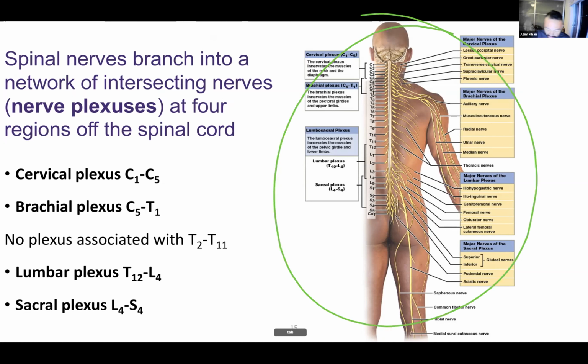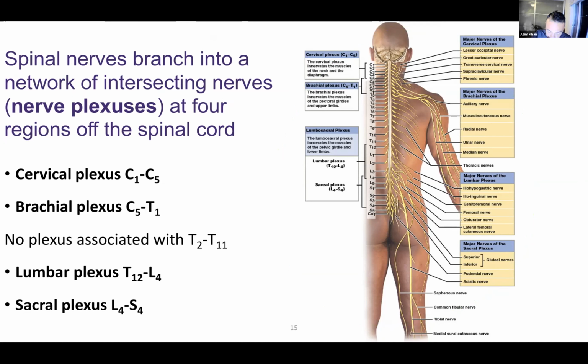If you take a look at our diagram over here on the right side, let me change colors. The plexuses gather in the neck region. So that would be the cervical plexus between C1, spinal nerve C1 through C5. For the arm, because you have a lot to control or sense here, that's the brachial plexus. To the arm is the brachial plexus. There is no plexus between T2 to T11.